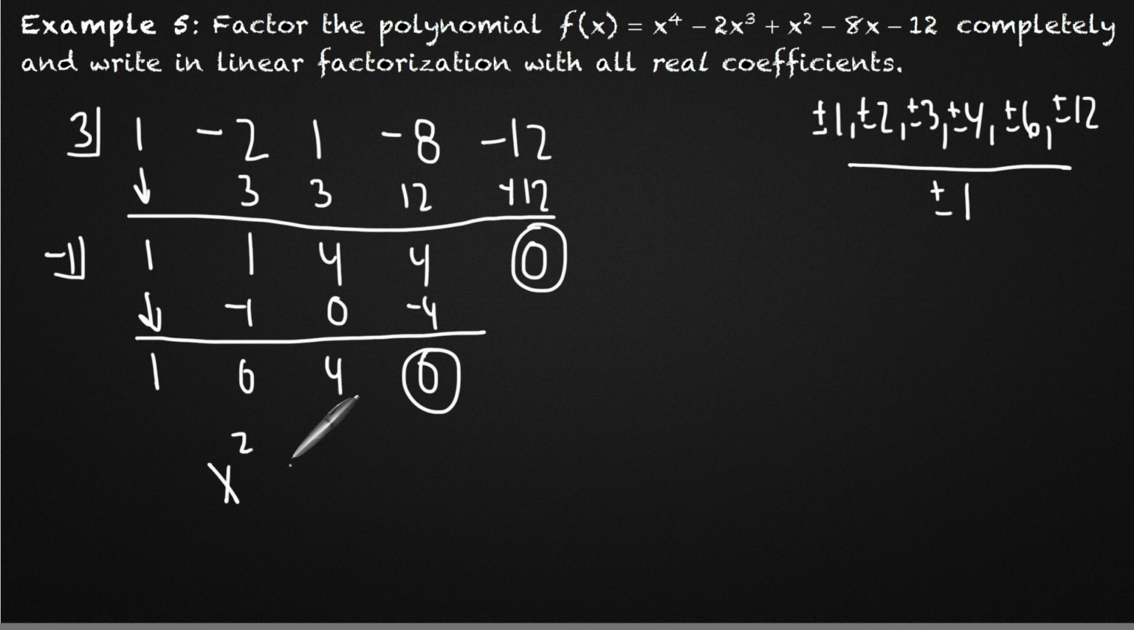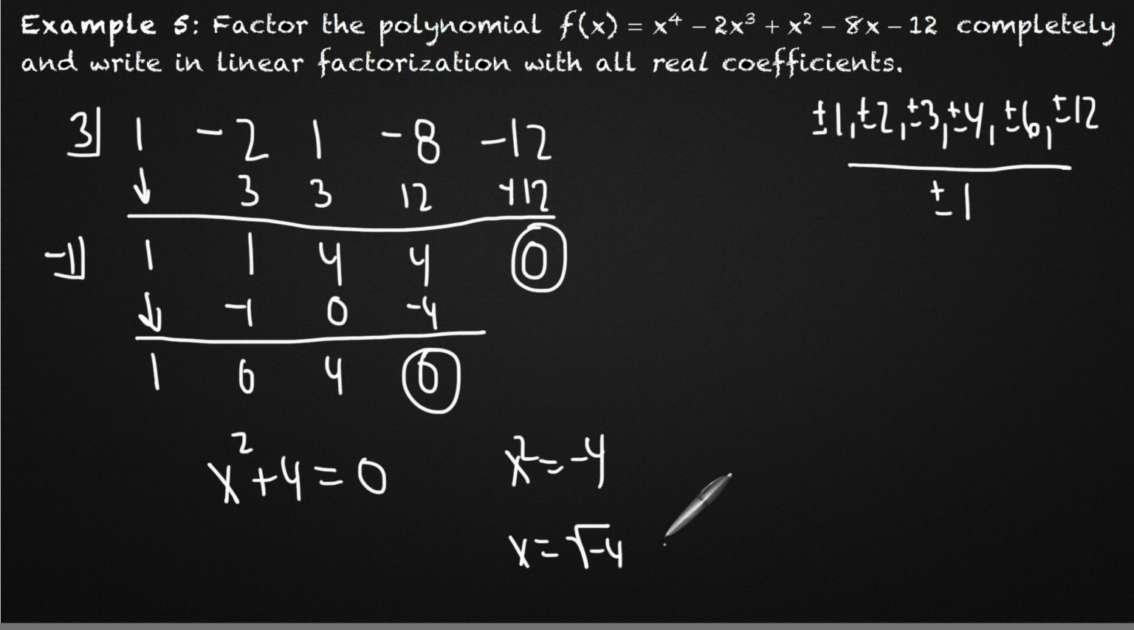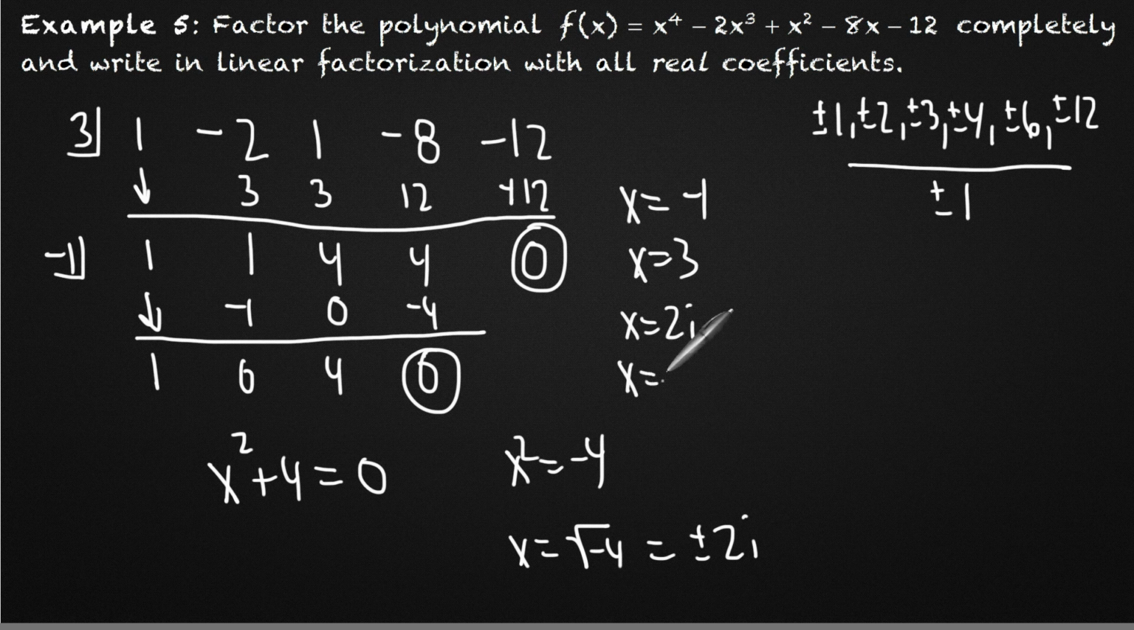So our quadratic equation is x squared, that should be a 0, plus 4 equals 0. So x squared is equal to negative 4. X is equal to the square root of negative 4, which is plus or minus 2i. And so our roots are, if we wanted to list them out, it would be x equals negative 1, x equals 3, x equals 2i and x equals negative 2i.